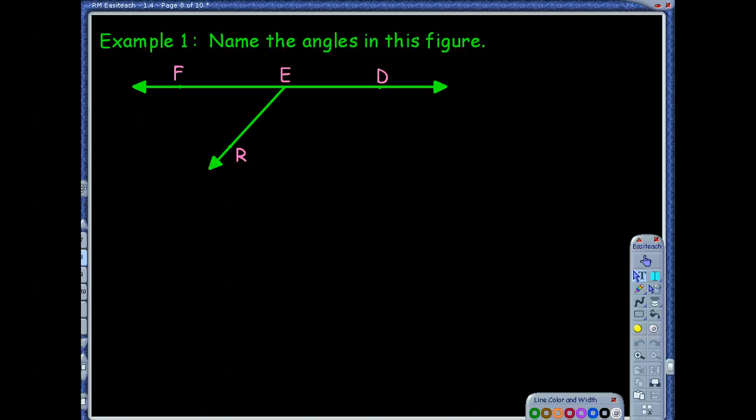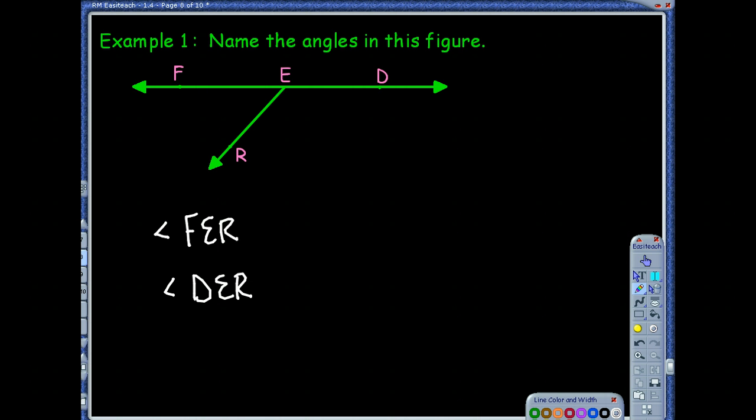Example 1 says to name the angles in this figure, and there are actually several angles that we could name here. Mrs. Palermo, what angles do you see in this picture? Angle FER. Okay, perfect. And angle DER. Now, both of those I can name in a different order. I can name angle FER like angle REF, or the other one, angle RED.